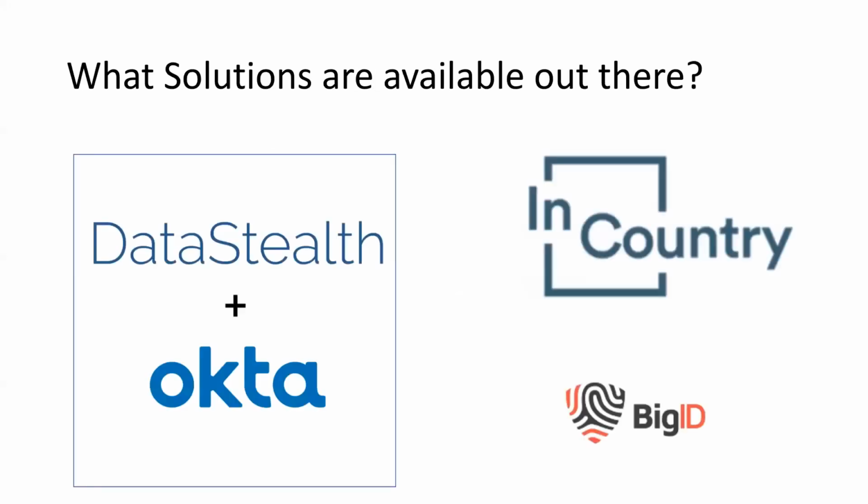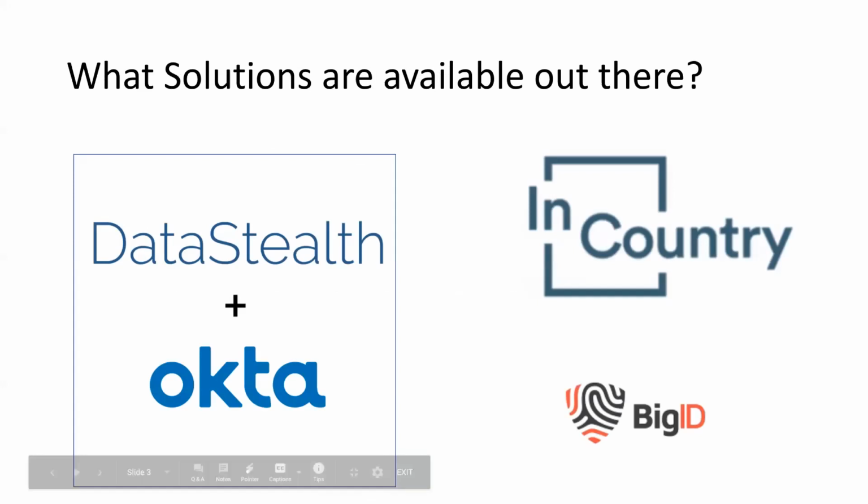So what solutions are out there? There are some in Okta. There's a Data Stealth integration, which is a partnership between us and Data Stealth, where Okta as your CIAM platform can use Data Stealth to do redaction or masking as part of that pre-built integration between the two vendors. And then there are other vendors like InCountry and BigID as well.